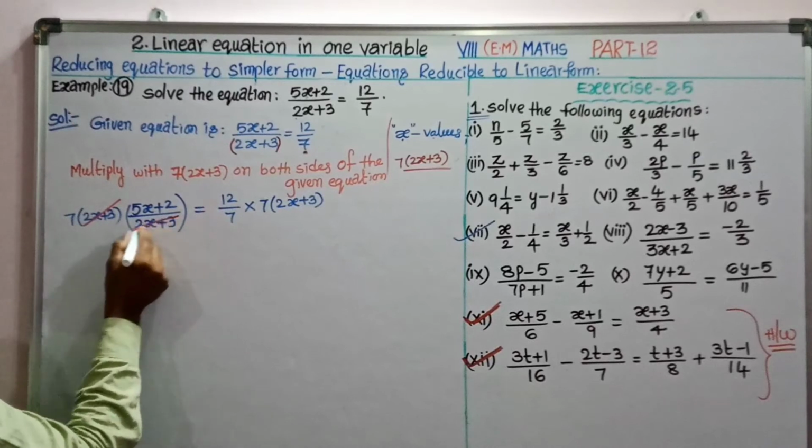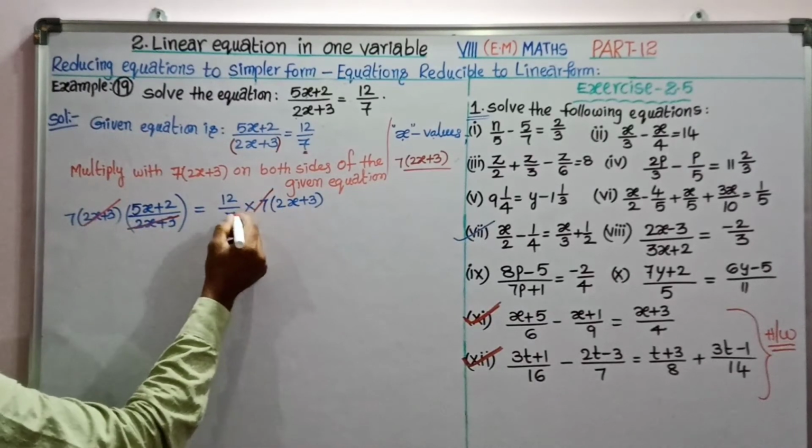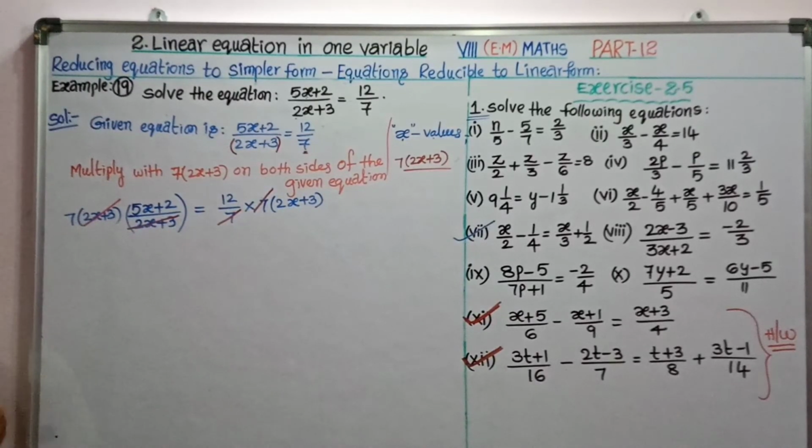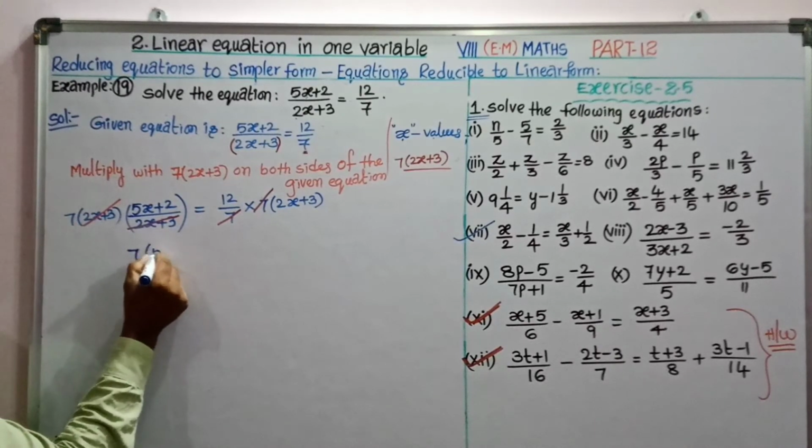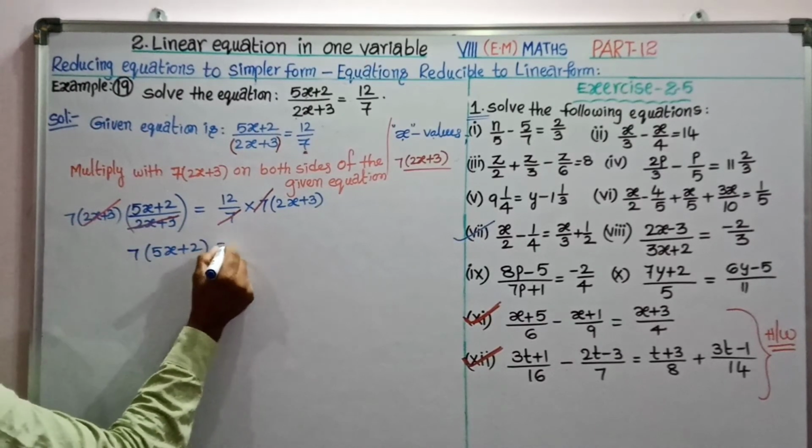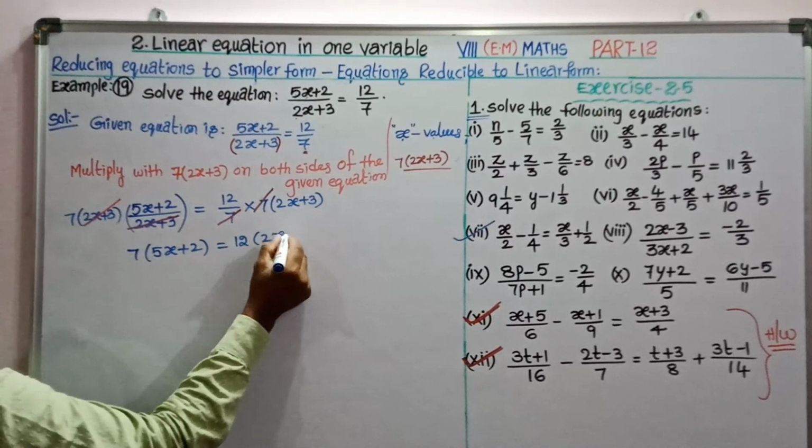Numerator 2x plus 3, denominator 2x plus 3 gets cancelled. Numerator 7, denominator 7 gets cancelled. What we have? 7 times of 5x plus 2 in LHS, 12 times of 2x plus 3 in RHS.